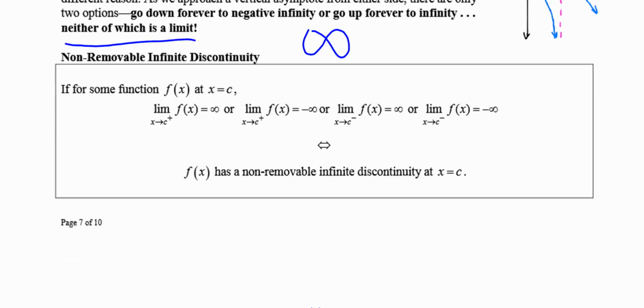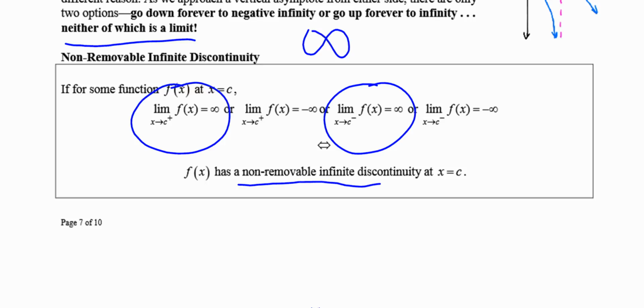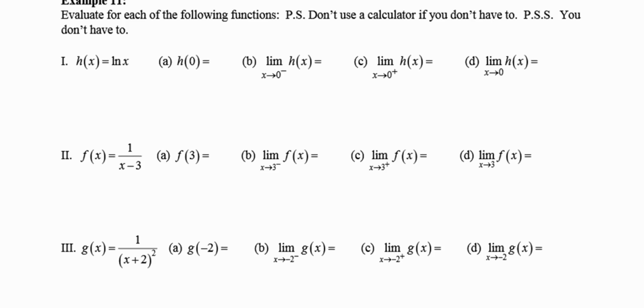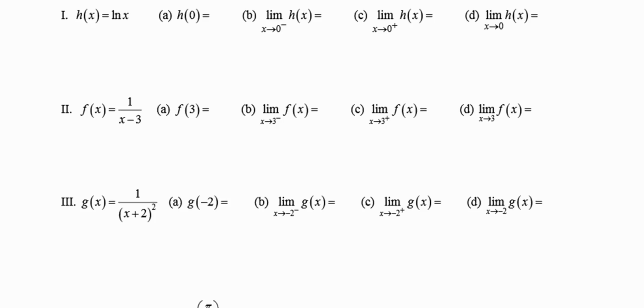So if we have some function where the right-hand limit equals infinity or negative infinity, or the left-hand limit equals infinity or negative infinity, we know there's a non-removable infinite discontinuity, aka a vertical asymptote, at that value. All right, so here are some functions that you should know, and you should be able to figure these out without a calculator. So ln of x, let's see, we have this function here.